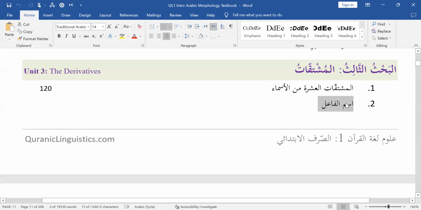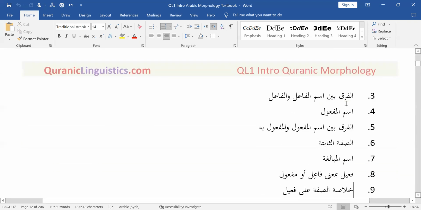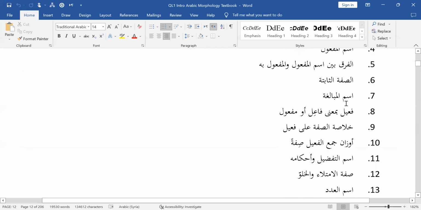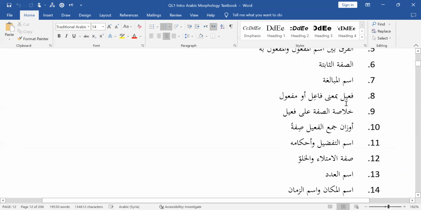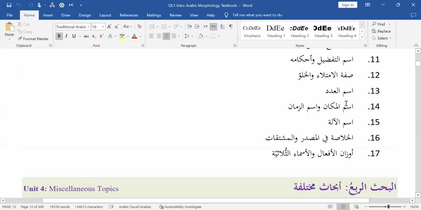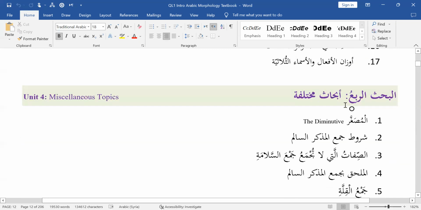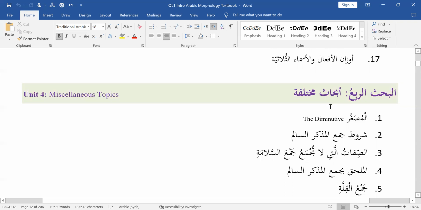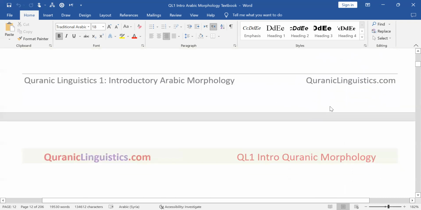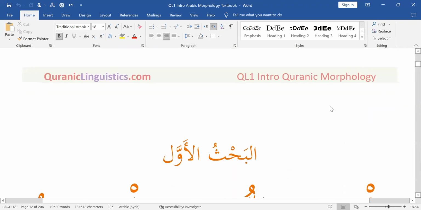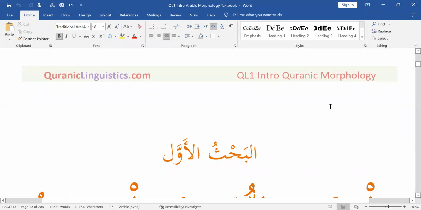Now, Ismul Fa'il should sound a bit familiar to you because we did it in book 1 of Easy Introduction to Arabic. And then Ismul Maf'ul and other derivatives. And we'll spend a lot of time looking at all the different patterns of derivatives. And that's it. That's unit 3. So in unit 4, we'll look at some miscellaneous topics that may not have been covered in any one of these particular units. So that's just a quick introduction to this book through the table of contents.